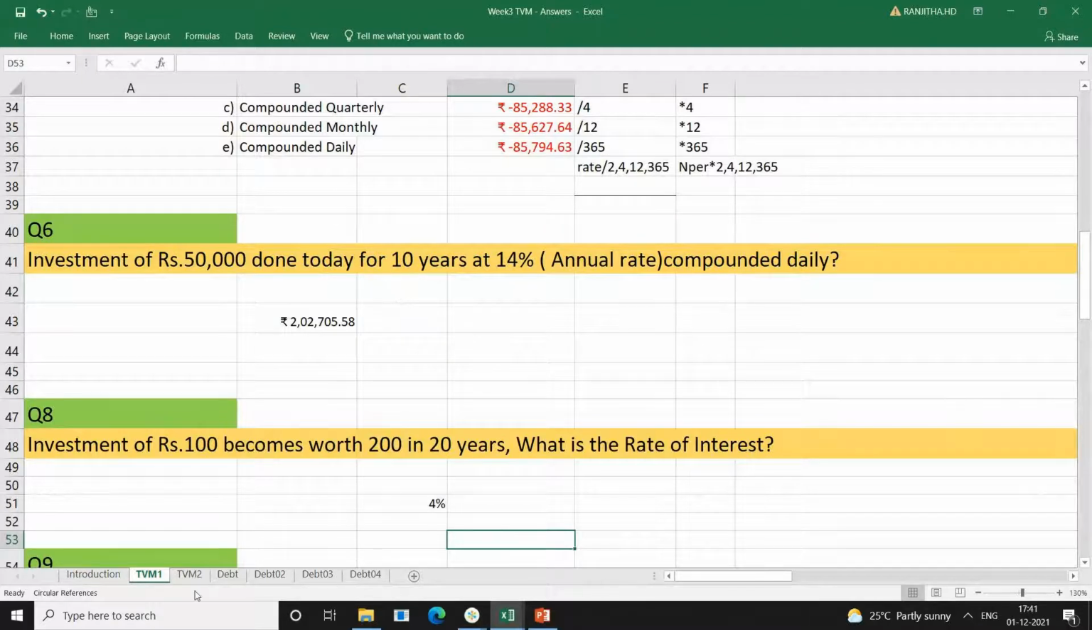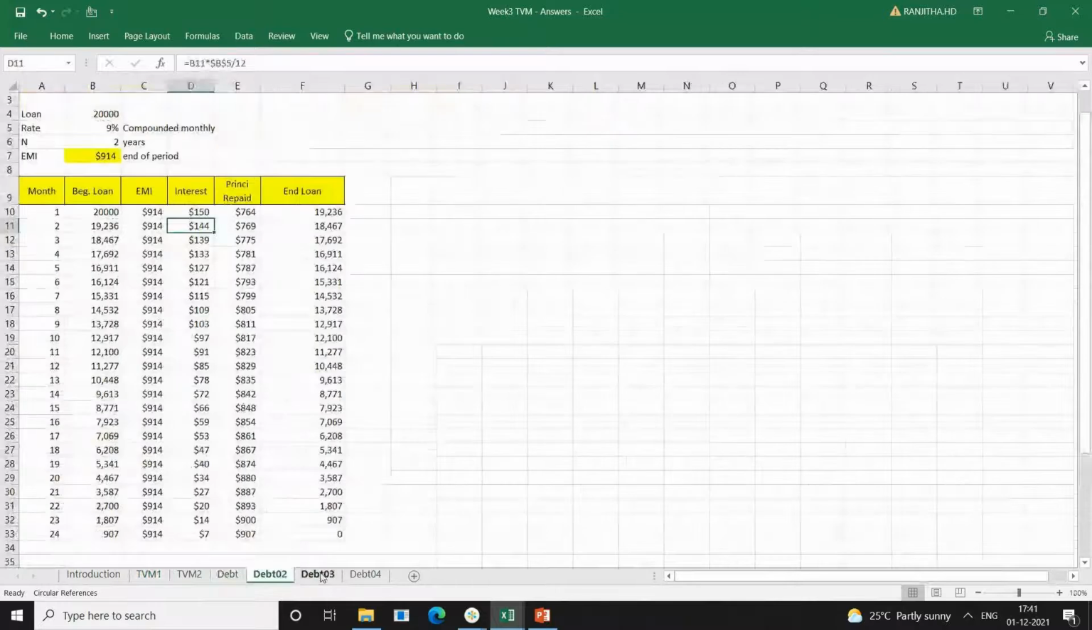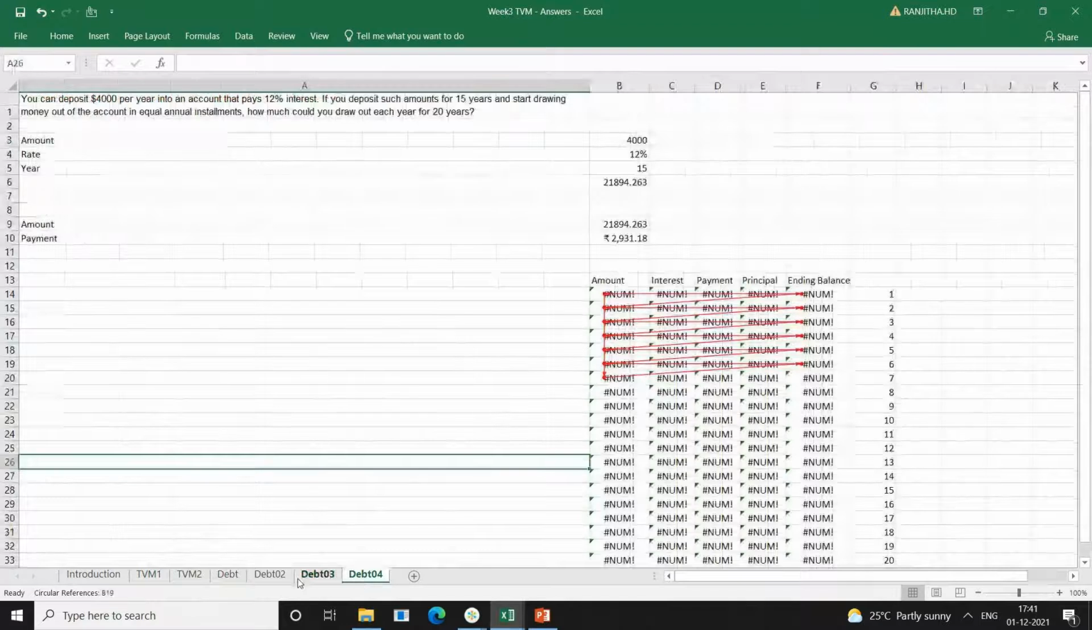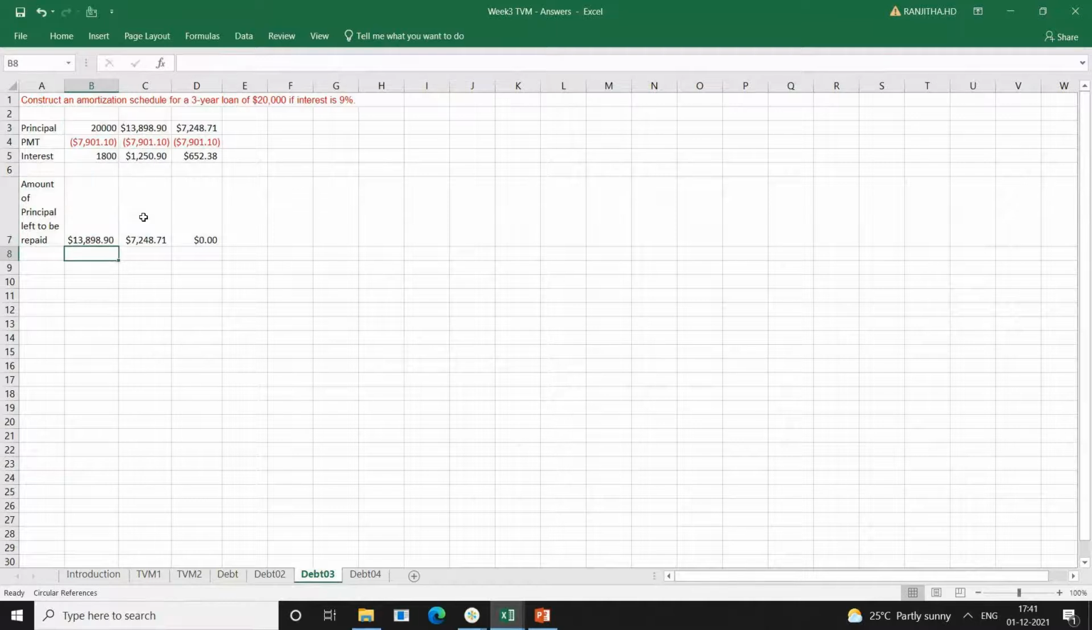Okay. So find out the debts as well. If I don't want to find out the monthly, then I can directly find out the values itself.